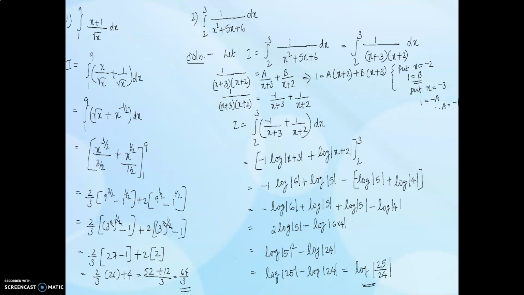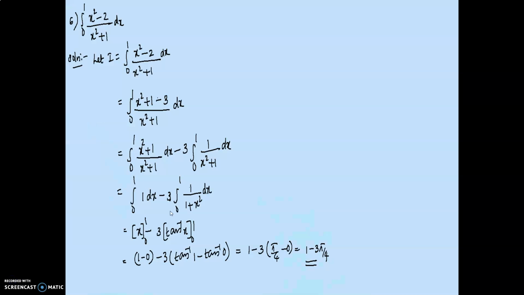In this question, integral 0 to 1 of (x square minus 2) upon (x square plus 1) dx, both the degrees are same. So we can adjust the numerator as the denominator. So integral 0 to 1 of (x square minus 2) upon (x square plus 1) dx can be written as integral 0 to 1 of (x square plus 1 minus 3) upon (x square plus 1) dx. So now we can split the numerator into two terms: integral 0 to 1 of (x square plus 1) upon (x square plus 1) dx minus 3 into integral 0 to 1 of 1 upon (x square plus 1) dx.